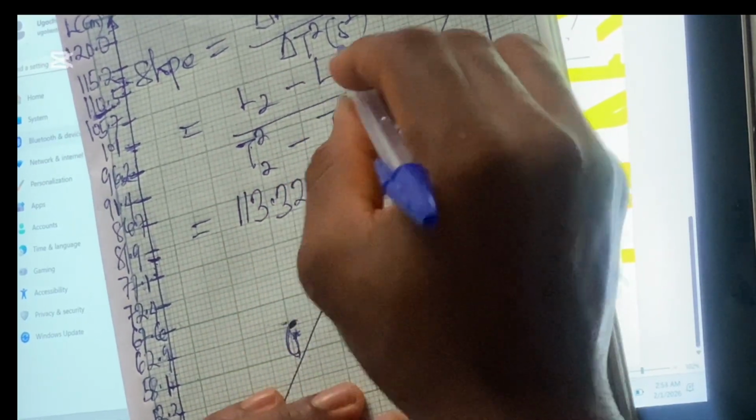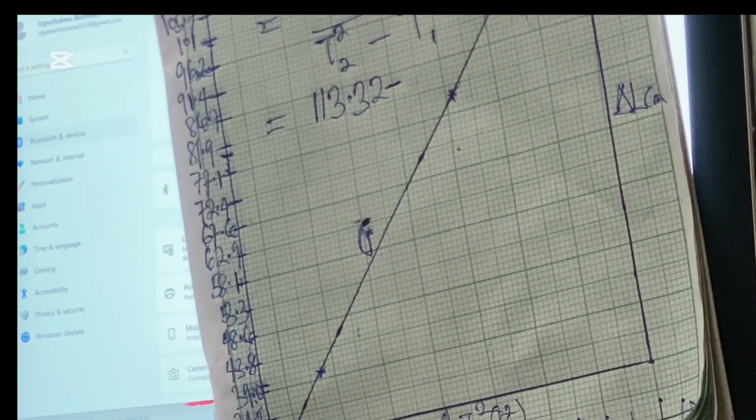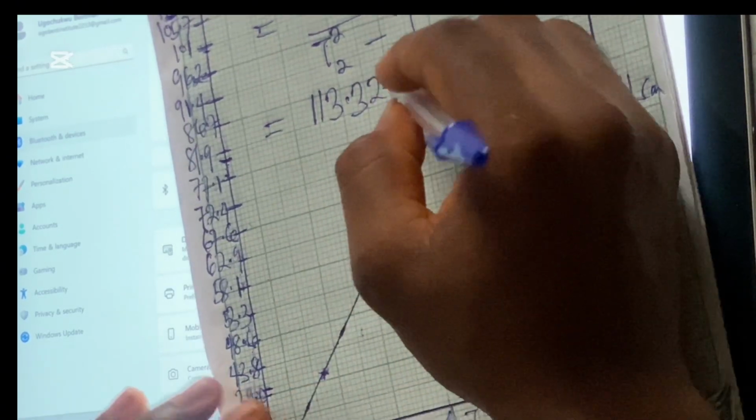113.32 minus, let's get L1. L1 is the lowest part of L here. That gives us 29.5.